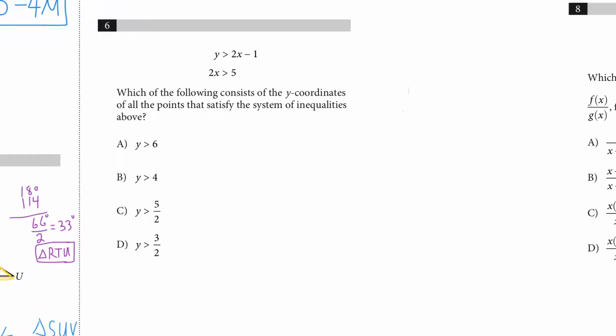Okay, problem number 6. y is greater than 2x minus 1, and we also know that 2x has to be greater than 5. And right here I have 2x. Well, if 2x is greater than 5, x is greater than 5 halves, I can actually replace this 2x with 5. So that means that y has to be greater than 5 minus 1, which is 4. So y has to be greater than 4. That was the answer for number 6.